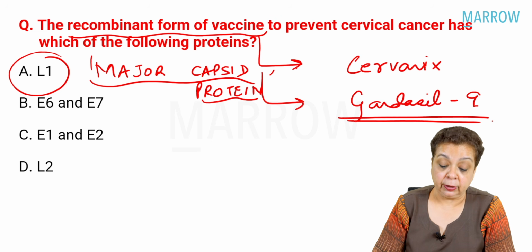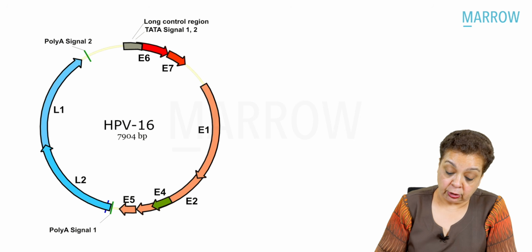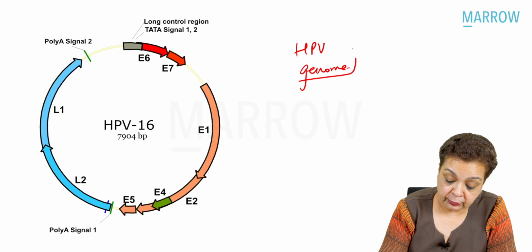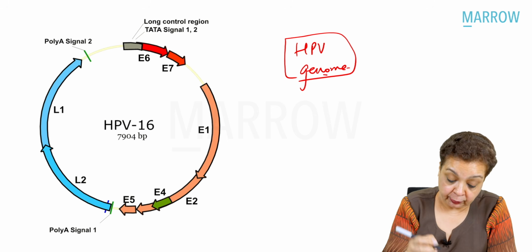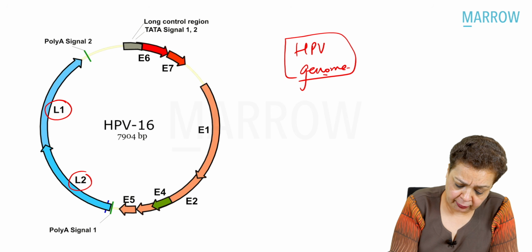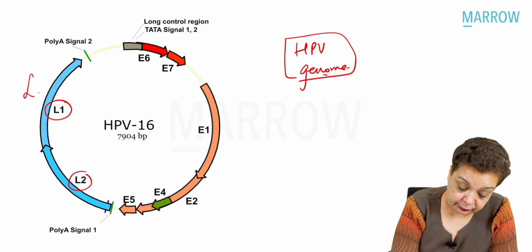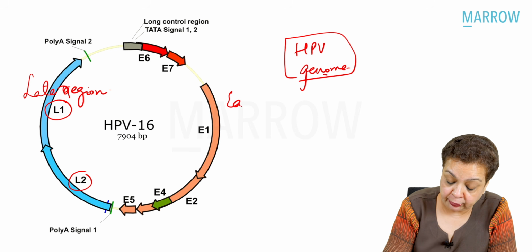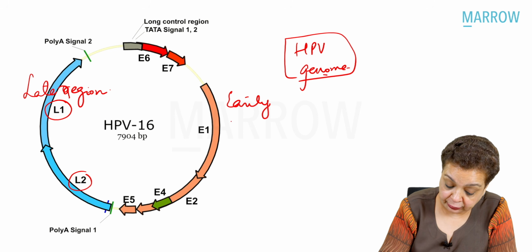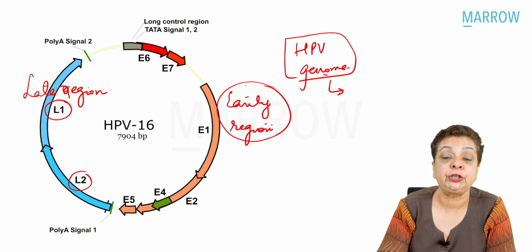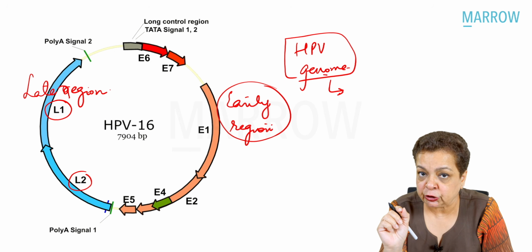Okay, so if you look at this HPV genome, please see that there are two capsid proteins, L1 and L2, which are encoded by the late region. This is the late region of the genome. The early region of the genome encodes 6 proteins, which are non-structural proteins.